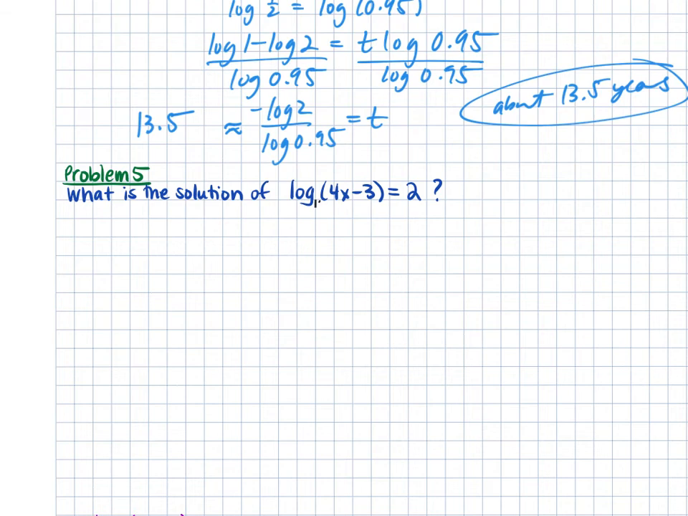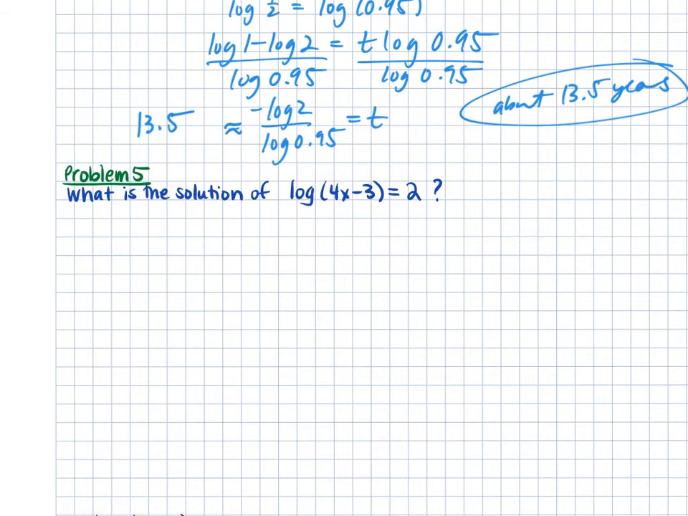And so, right, because this is an invisible 10, if we make this the exponent 2 base 10, then we do the same thing here, these cancel, and this is just 4x minus 3 equals 10 to the second power, which is exactly what we learned when we first learned logs.